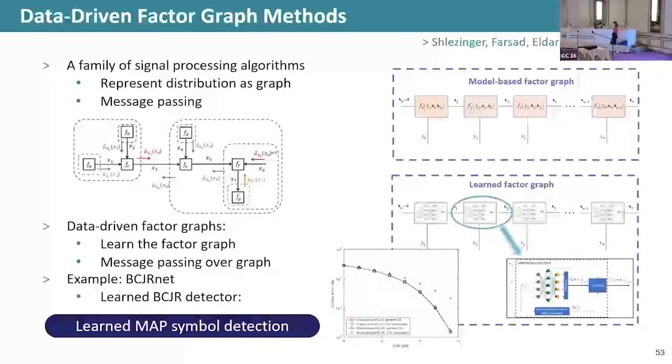So we could do this for many other methods in communication as well. So for example, we've looked at factor graph methods, which are very popular in communication. And here again, instead of replacing them with an end-to-end deep network, we only learned the factors themselves and then still kept the message passing algorithm because that doesn't depend on the channel. So we do message passing over a graph where we only learn the factors in the graph.